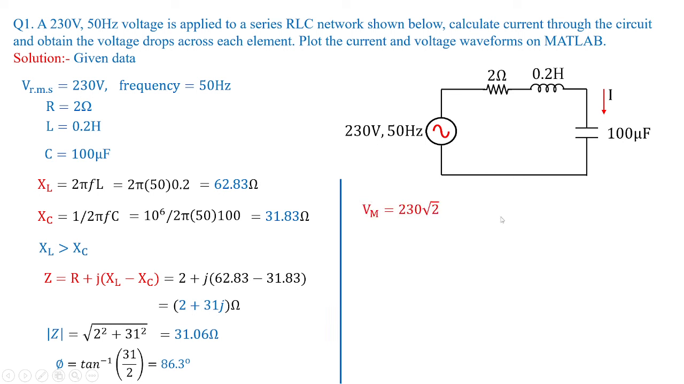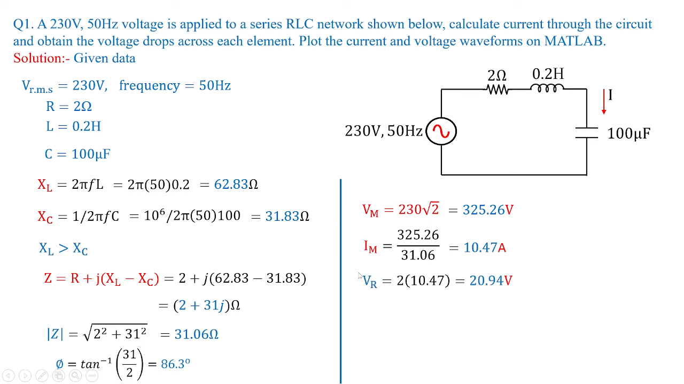Now with this, after calculating the input voltage of maximum value as 325.26 volts, we can get the value of maximum current, that is the maximum voltage divided by the impedance value. The impedance value of the total RLC circuit is 31.06. So with this, the value of current would be 10.47 amperes. So the input voltage and the current through the elements, that is in the maximum form, are obtained to be 325.26 volts and 10.47 amperes respectively.